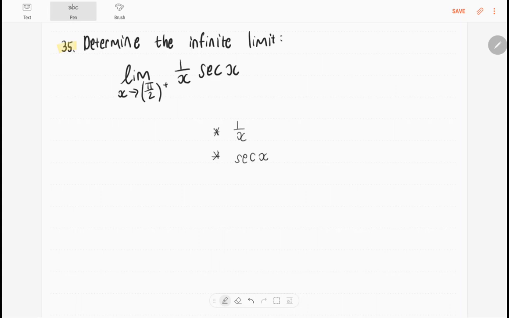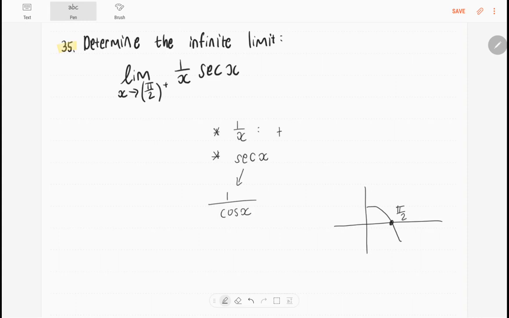So let's look at 1 over x. Well, if x approaches pi over 2, which is a positive number, 1 over x will definitely also approach a positive number, so we know 1 over x will be positive. If we now look at sec x, so what is sec x again? Sec x is 1 over cos x, and we know that cos x looks like this. So this value here is pi over 2.